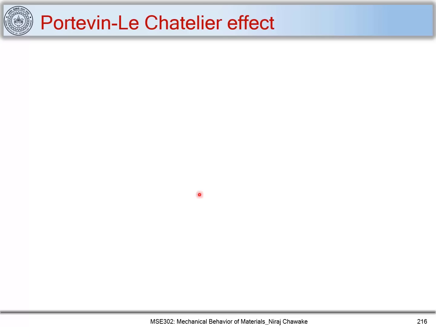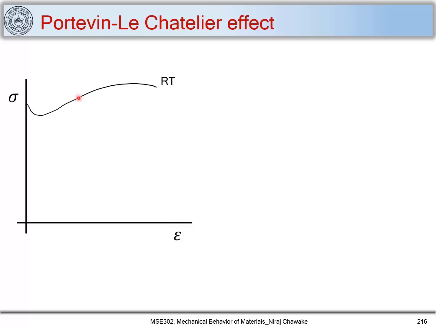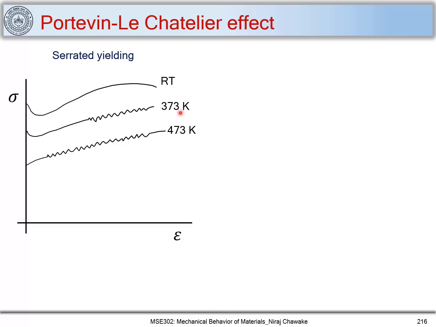Now let's look at another effect because of the interaction of dislocations with the solute atoms, interstitial solute atoms in mild steel, that is the Portevin-Le Chatelier effect. In this effect you can see we have a stress-strain curve, and at room temperature you get this kind of behavior. And at higher temperatures, let's say at 373 Kelvin or 473 Kelvin, you get this serrated yielding. This is serrated yielding which is occurring at these temperatures.